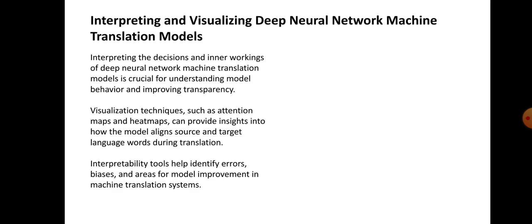Interpreting and visualizing deep neural network machine translation models. Interpreting the decisions and inner workings of deep neural network machine translation models is crucial for understanding model behavior and improving transparency. Visualization techniques such as attention maps and heat maps can provide insights into how the model aligns source and target language words during translation.